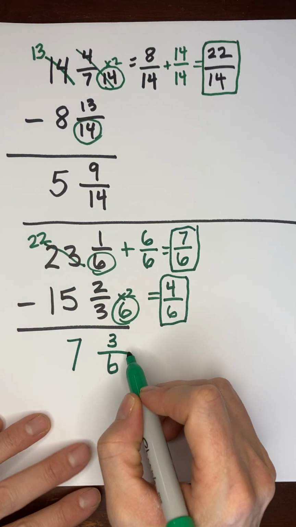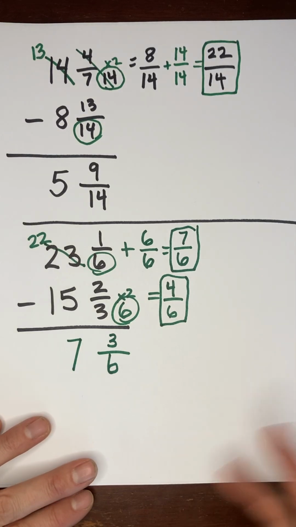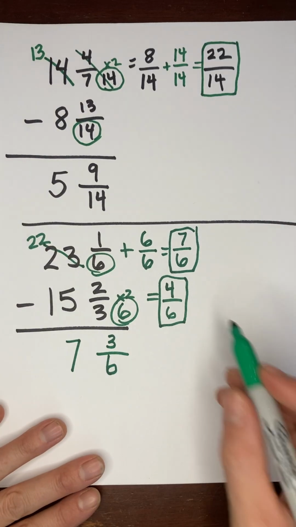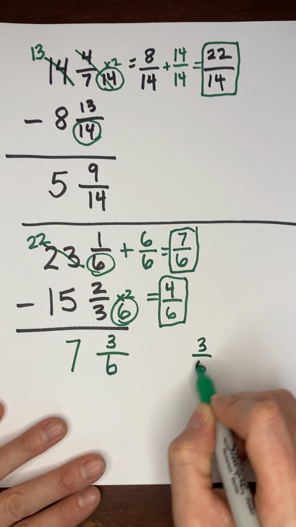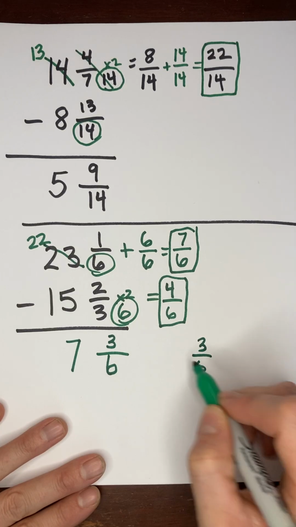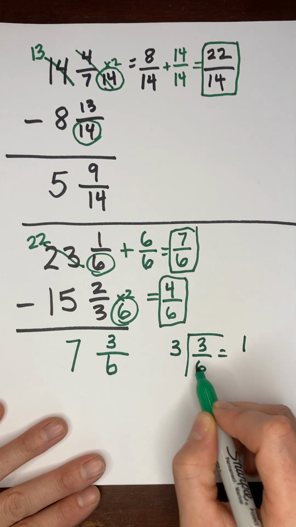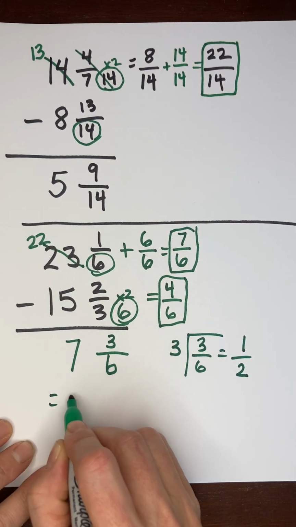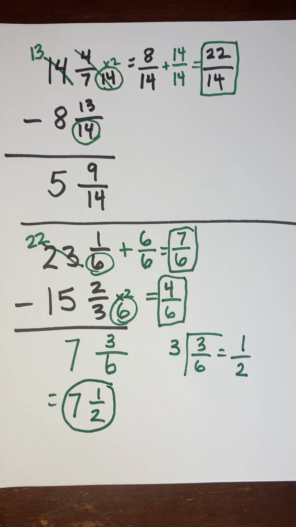All right, now this can be reduced, 3 over 6. Now, some of you will already know this is 1/2, and that's excellent, okay? But if you're not sure what it is or how to get it, let's do our usual method. I'm going to write it over here, 3 over 6. 3 and 6 can both be divided by 3, so let's go ahead and do that. 3 divided by 3 equals 1. 6 divided by 3 is 2. So this equals 7 and 1/2, and that's our answer.